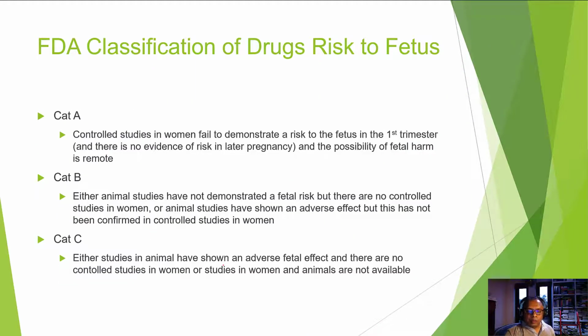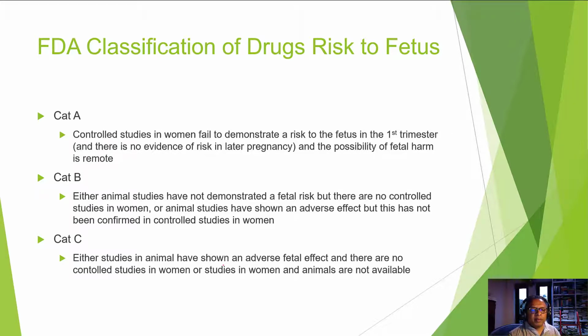So this brings us to the types of drugs which we are allowed to use in pregnancy. The American Food and Drug Administration classified drugs. It probably came from the 1960s after the thalidomide disaster.